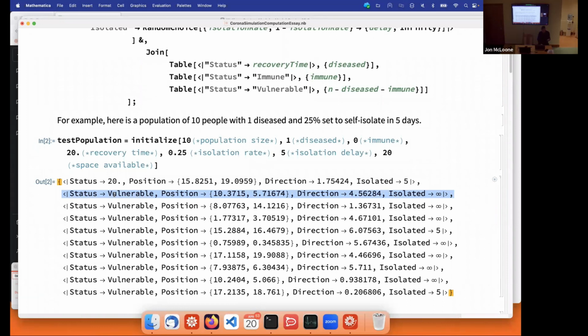They were either vulnerable, infected, or immune because they'd recovered. They didn't know then that we could be reinfected. They've got a place in space, and they're just going to wander around space randomly. They've got a direction of travel to track which direction they're walking. And then I've got my isolation, which is how long until they lock down. So this person will never lock down. This one will lock down in 5 time steps.